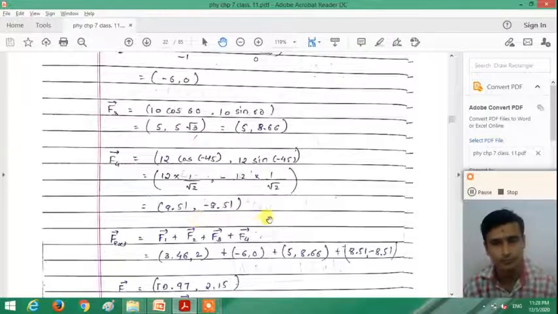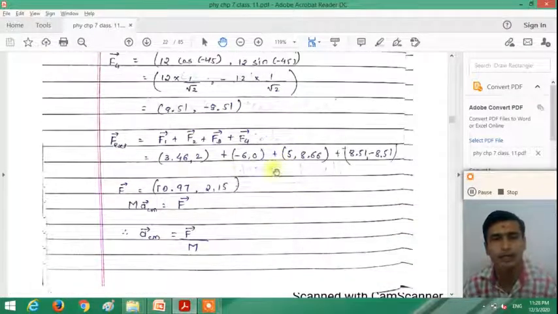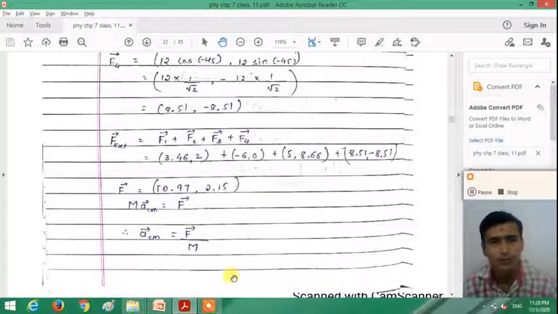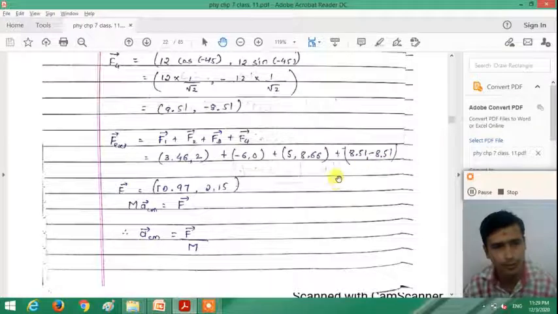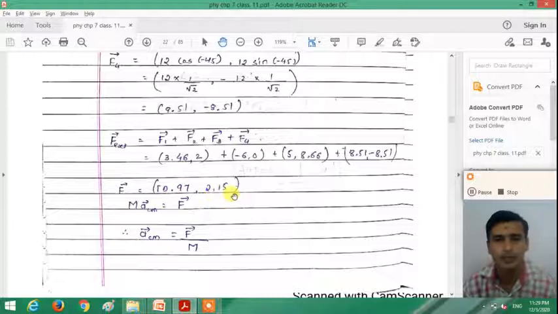Now the resultant force acting on the sphere, F external, is equal to F1 plus F2 plus F3 plus F4. So write all the forces: F1 (3.46, 2), F2 (minus 6, 0), F3 (5, 8.66), F4 (8.51, minus 8.51). Calculate the x coordinate of the resultant force by summing the x coordinates, and the y coordinate by summing the y coordinates. We get the resultant force F equal to (10.97, 2.15).